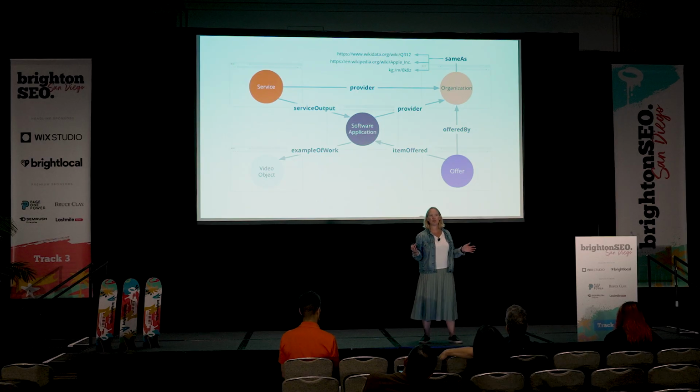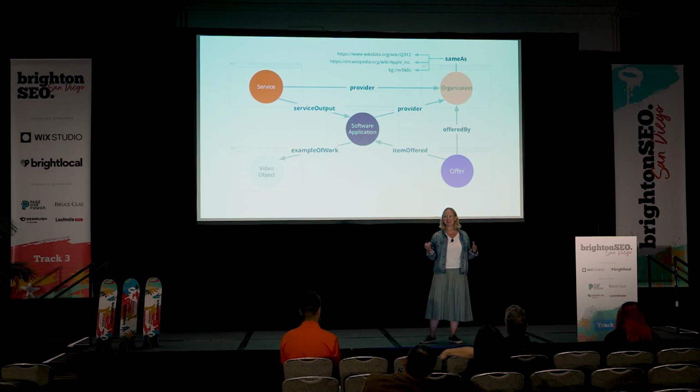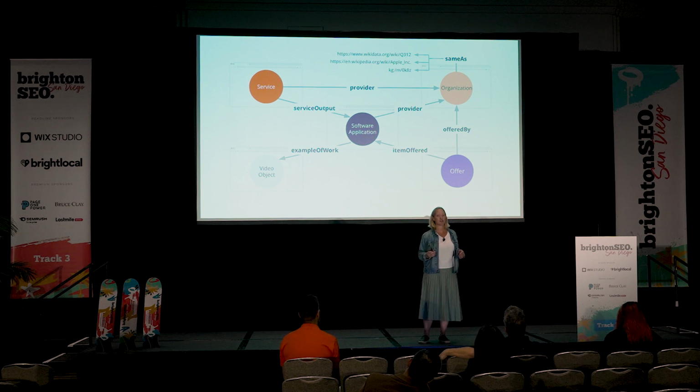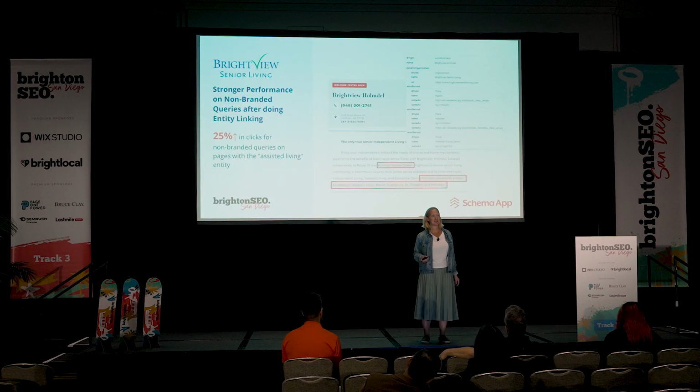I might have an example of work. I might have a great YouTube video that has a demo of my product. And so I'm being very clear that this video is a sample of the actual work that the software does. Or even if it's an offering, it's a price, I'm explaining that that's tied to that product. You can also see at the top, I'm using sameAs. So here I'm describing that my organization is also defined in Google's knowledge graph, and perhaps in Wikipedia or Wikidata. So this is again telling that story.